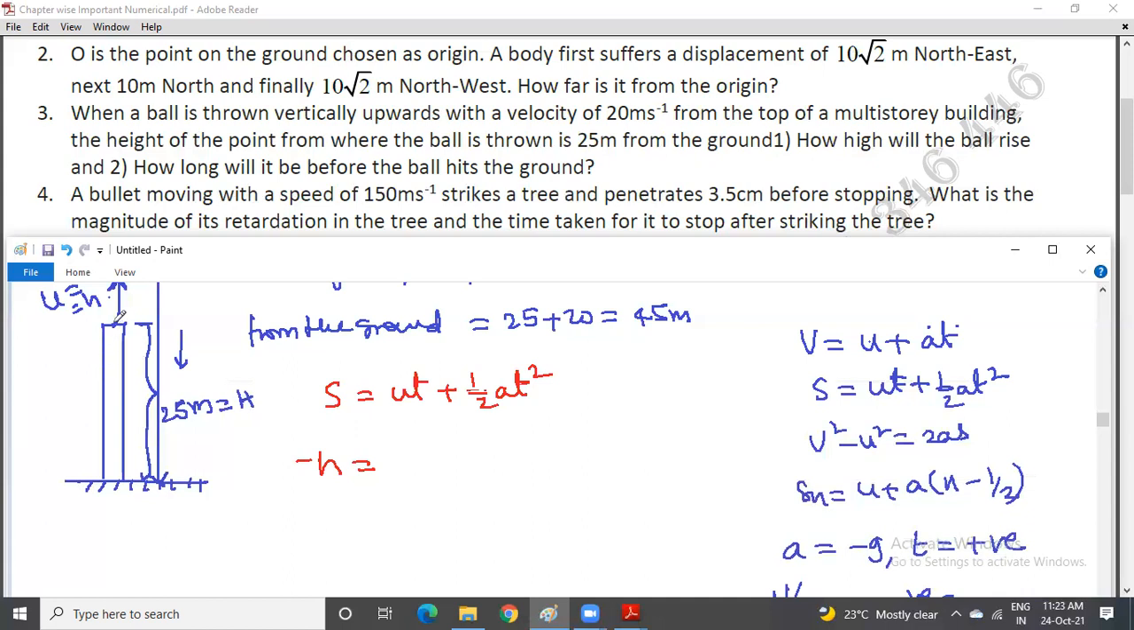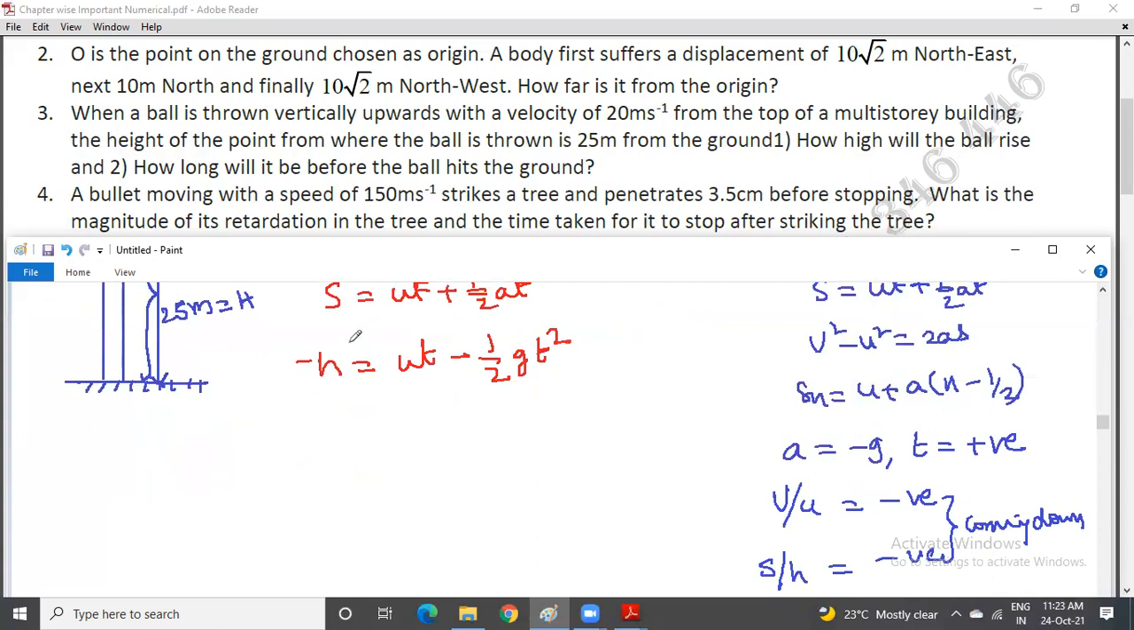U provided at the time of throwing, u is positive because it is thrown upwards. But I told you it is moving under gravity, which means a is permanently negative, to be treated as minus g, with t square. Now, how much is the final displacement? Displacement it is going to acquire is 25 meters, equal to how much is u provided? 20, minus half, g is 10. Most of the time in numericals, you take g as 10, with the t square. So you can cancel this as 5 times.